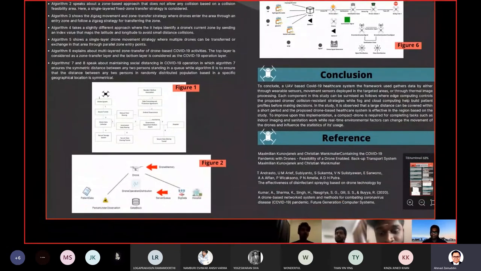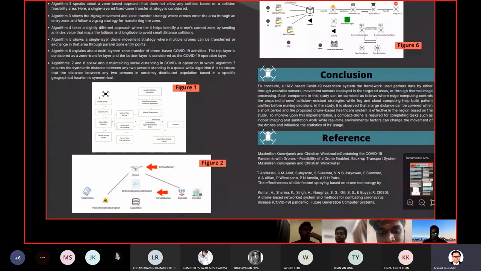Okay, to conclude, this UAV-based healthcare system in India has been a monumental success. They use a very simple framework that gathers data using wearable sensors and movement sensors that are deployed in targeted areas and sent in for processing. To further summarize, it starts with the edge computing, as mentioned before, where it proposes a drone collision-resistant strategy, while the fog and cloud computing builds the patient profiles that will be further associated with tackling the COVID-19 pandemic. These drones can cover that large distance in a very short period.